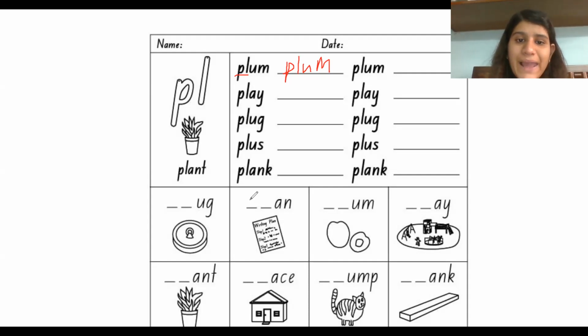Yes, I have a plan. So, plan. Plan. How is pl written? Pl is P and L. So, this is plan. This is how you will do for all of these pictures.